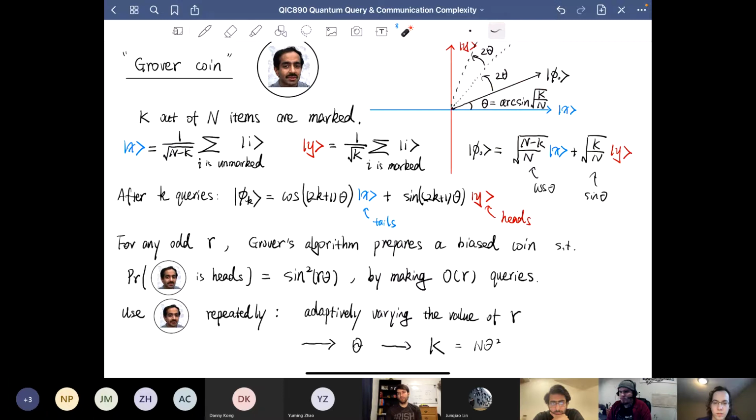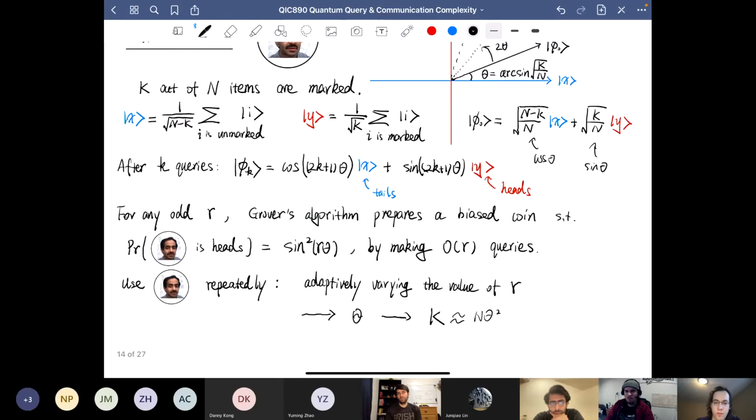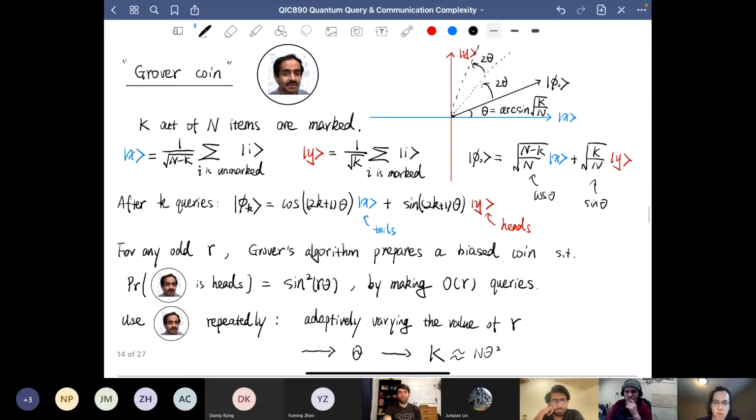So for example, if you have a good sense of what r can make this probability close to 1, then you have a good approximation to theta. And k is just n times theta squared, so then you will have a good approximation for k. So that's the sketchy idea of this algorithm. So I guess that's all I want to talk about in my short presentation.